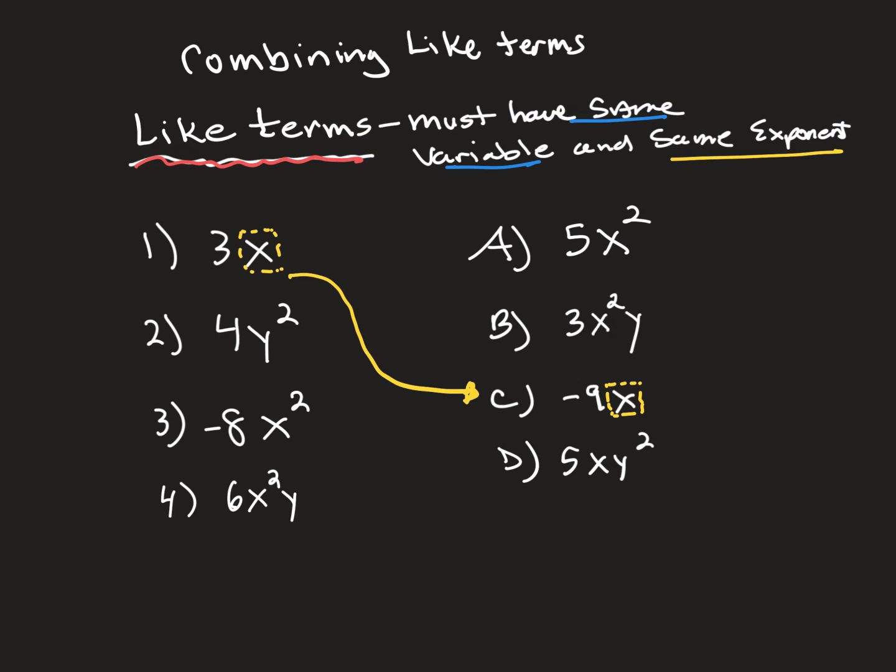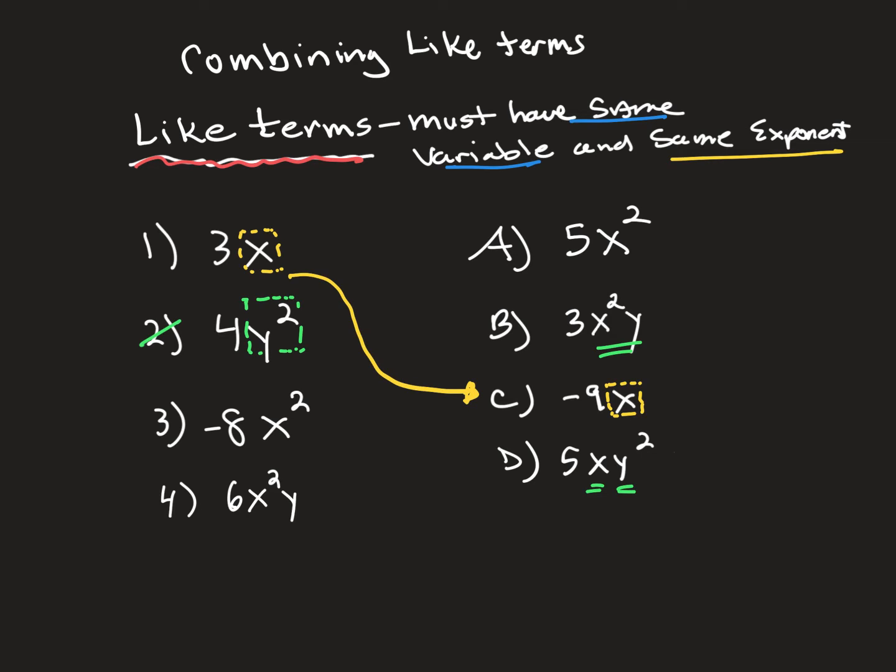What about number 2? Do you see a term in A, B, C, or D where it is a y squared? This one has an x squared. It's not a y squared. If it was 5y squared, then it would match, and they would be considered like terms. But the variable is different. This one has a y squared, but it also has an x. So that doesn't match. So not this one, and definitely not that one. So number 2 doesn't have any like terms to pair up with.